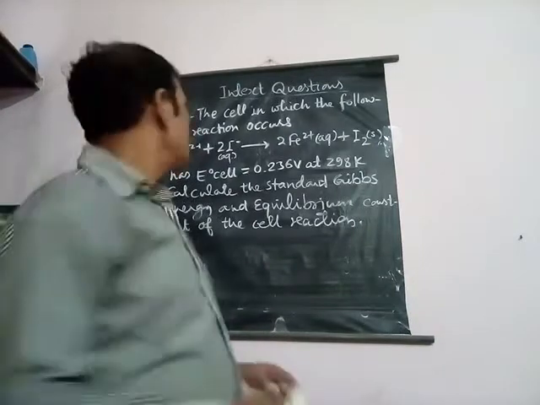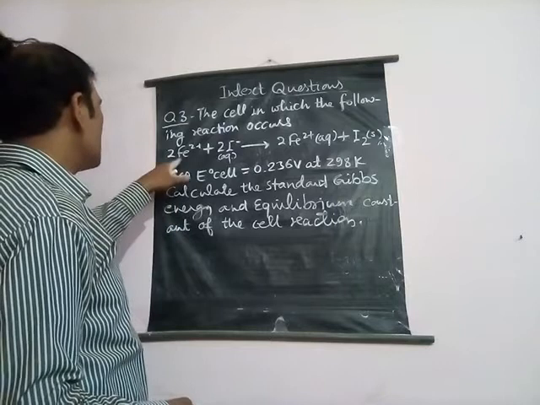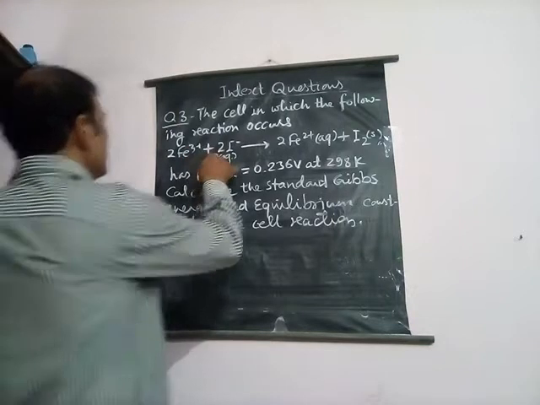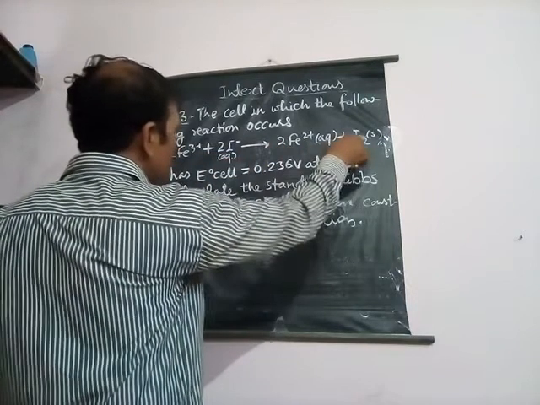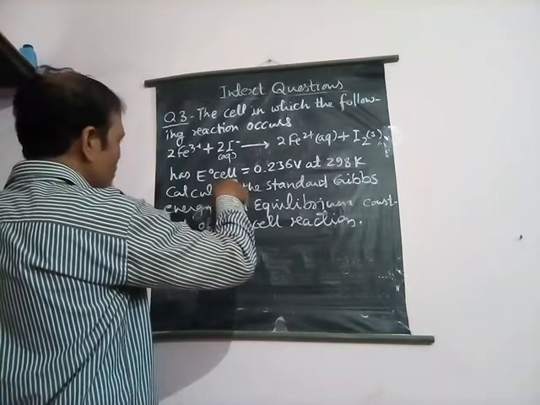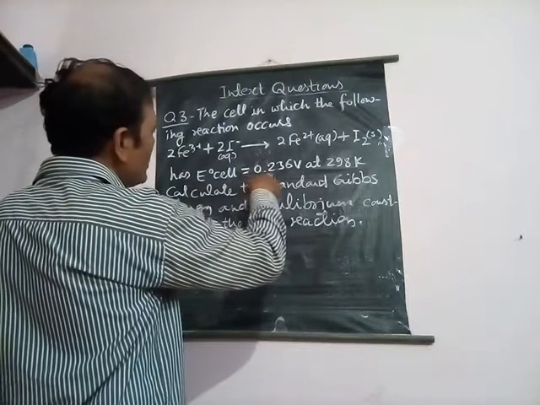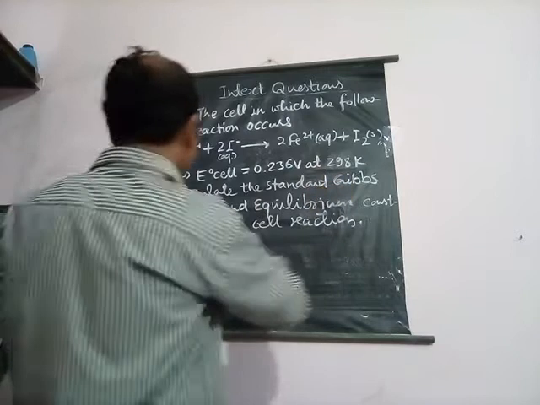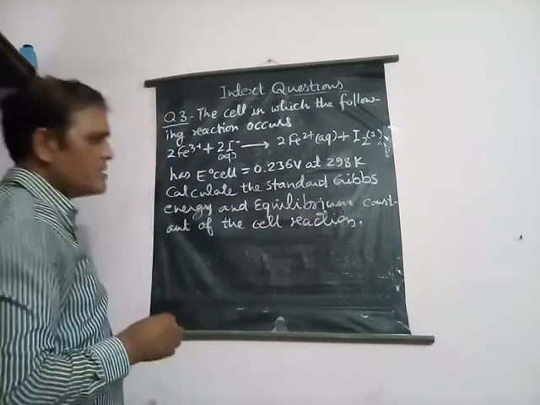Third question: the cell in which the following reaction occurs, 2Fe³⁺ + 2I⁻ gives 2Fe²⁺ + I₂ (solid), has E° cell, the standard cell potential, equal to 0.236 volt at 298 Kelvin. Calculate the standard Gibbs energy and the equilibrium constant of the reaction.